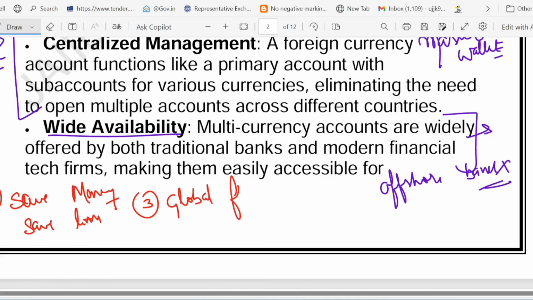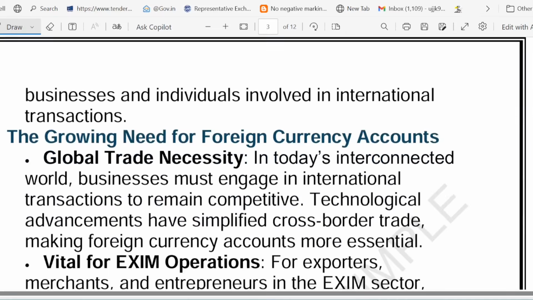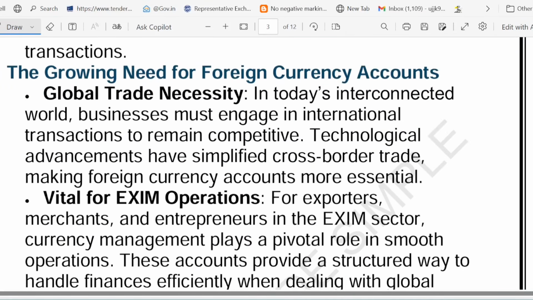And the fourth point is easy access. So these are the benefits of having this multi-currency account. I hope that makes sense to you. Now friends, in the next slide, we are going to talk about the growing need for a foreign currency account. Yes, what is the growing need?